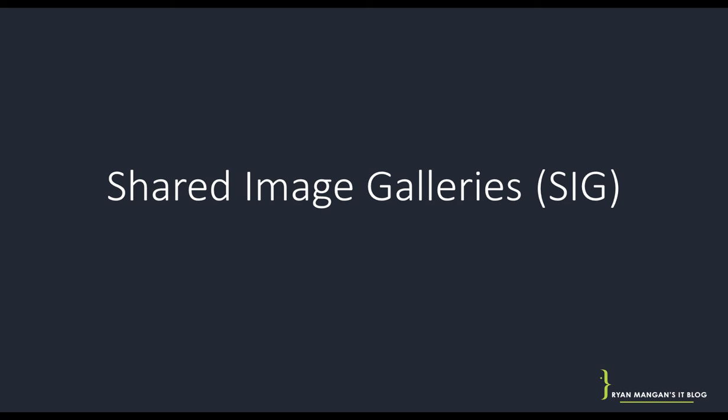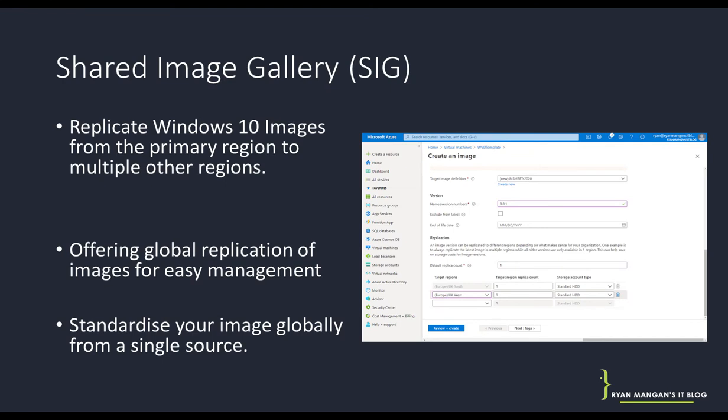So let's summarize shared image galleries for disaster recovery and business continuity for Windows Virtual Desktop. So replication of Windows 10 images from the primary region to multiple other regions. Offer global replication of images for easy management, and standardize your image globally from a single source. And that brings us on nicely to the next part, where I'm going to give you a demo of creating a shared image gallery image and replicating that between two regions.